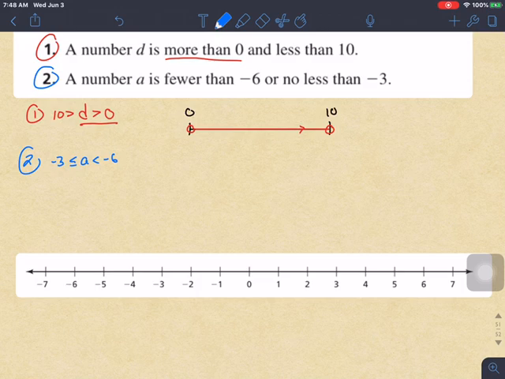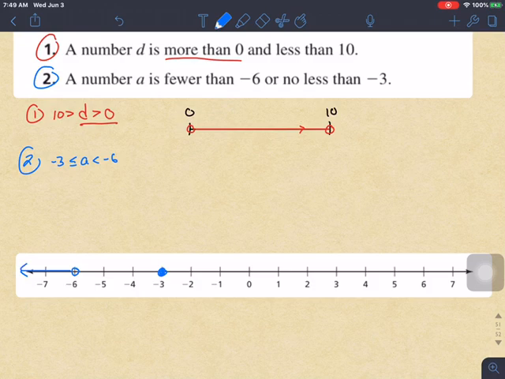So again, we have -3 and we have -6. We do have those. So the -3 would be a filled in circle because of the no less than remark. And then -6 would be an open circle. And then we've got to figure out direction. A is smaller than -6, so A goes that way. Oops, let me try that again. So this arrow goes this way.